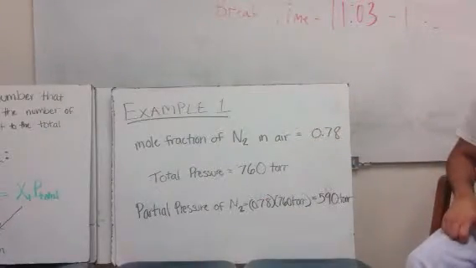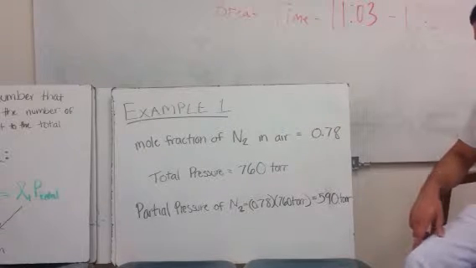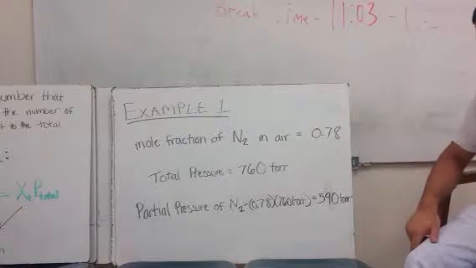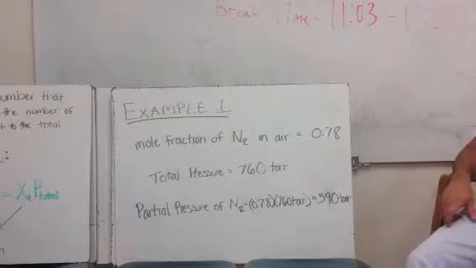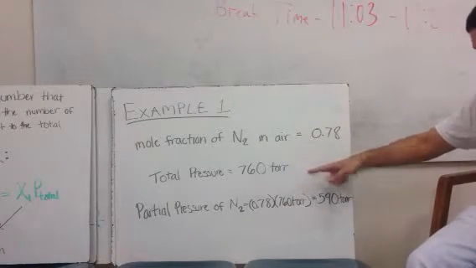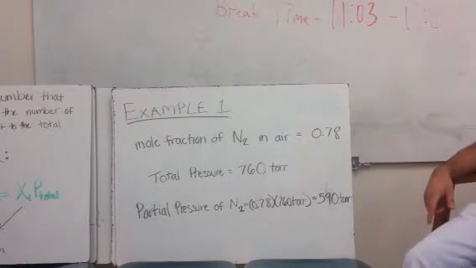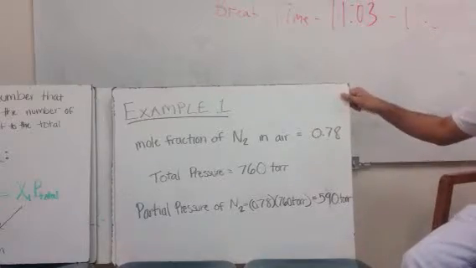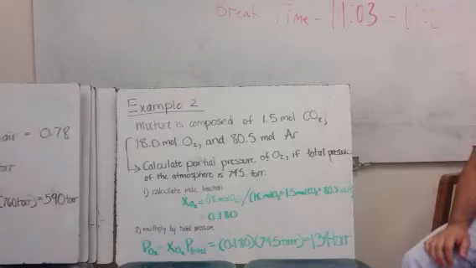So let's look at an example real quick. In the air around us, 78% of it is nitrogen gas, which we can write as 0.78. And the total pressure of our atmosphere currently around us is about 760 torr. So to find the partial pressure of nitrogen gas in the air, we just multiply 0.78 times the total pressure, which would give us 590 torr. And that would be the partial pressure of nitrogen gas.